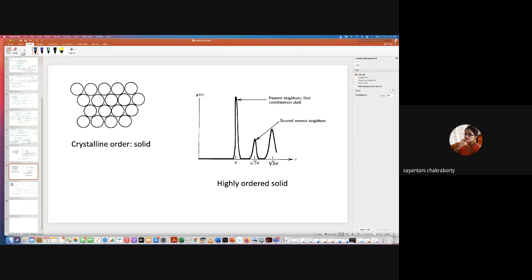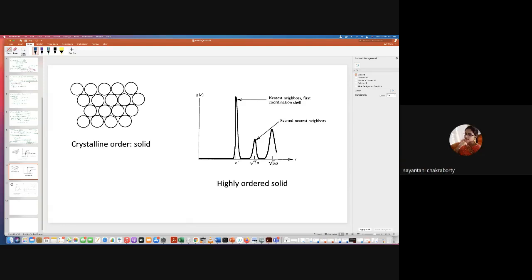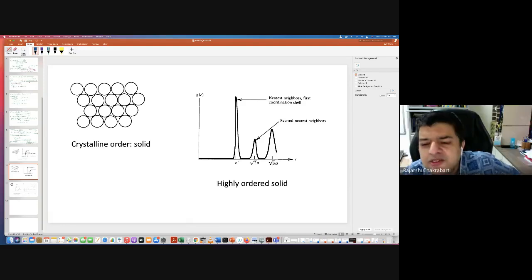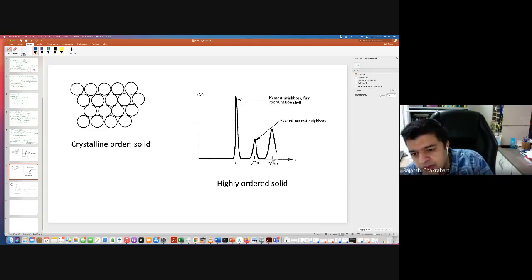Yes, the root 2 sigma in this case of solid in the diagram. What is the question? Why is it root 2 sigma? Oh, this is because it depends on the geometry of the lattice, isn't it? What kind of unit cell you're talking about? If you go to a different unit cell, like a cubic lattice or any other lattice, it will change. It may not be sigma. It will be some order of sigma, but not exactly sigma.